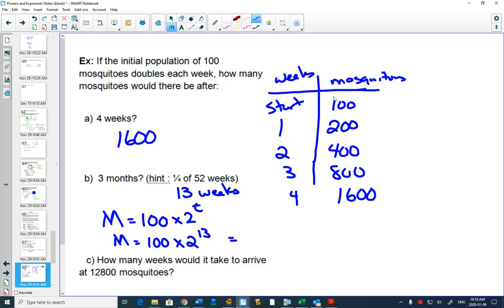Is this why we do have winter? So that mosquitoes that keep doubling all just sort of die off and we don't suffer worse and worse and worse? Wow. 819,200 mosquitoes.